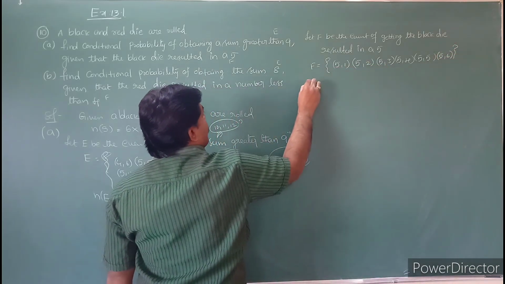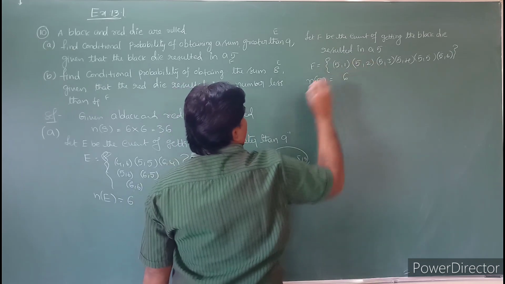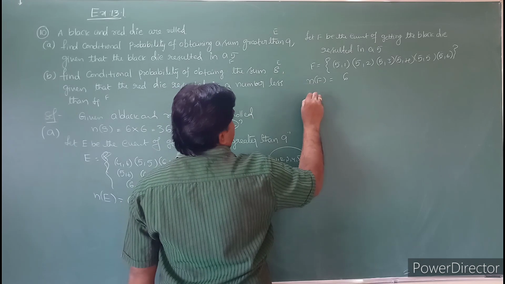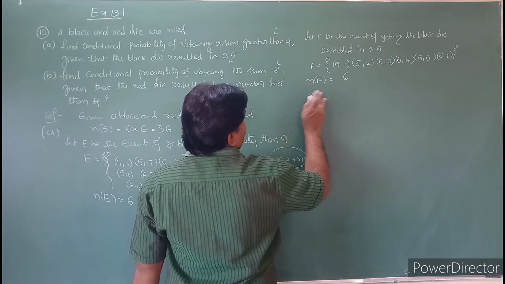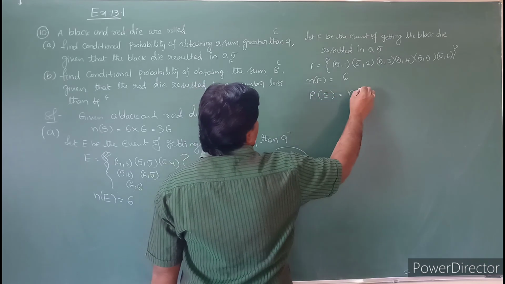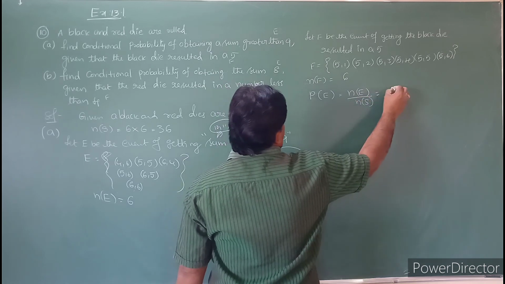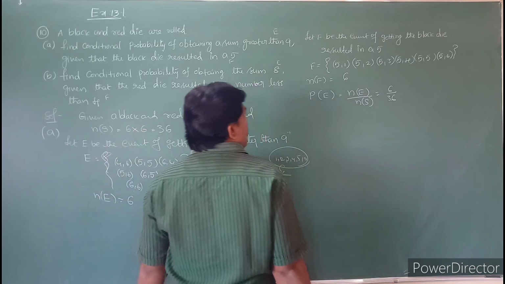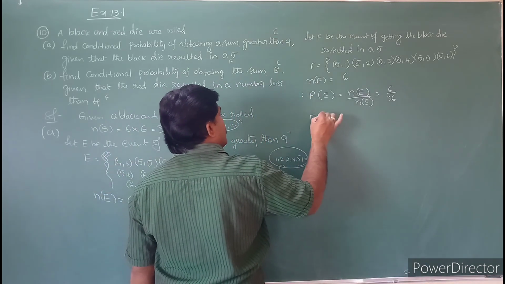So here, what is n of F? N of F is nothing but 6 only. So P of F is equal to n of F by n of S. That is nothing but 6 by 36. The next one I will take is E intersection F.